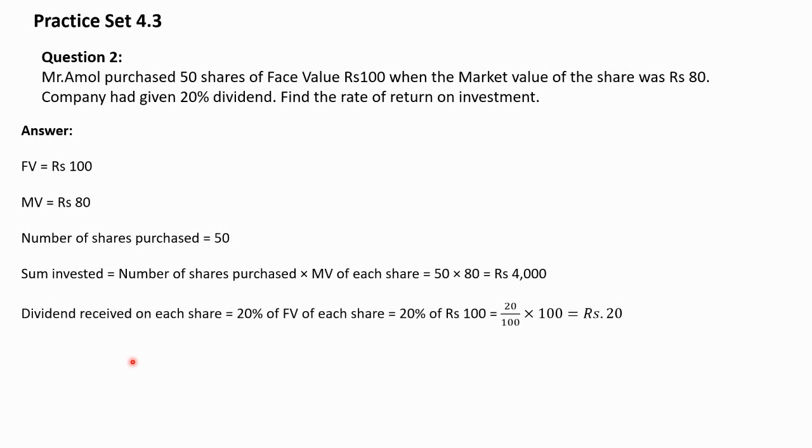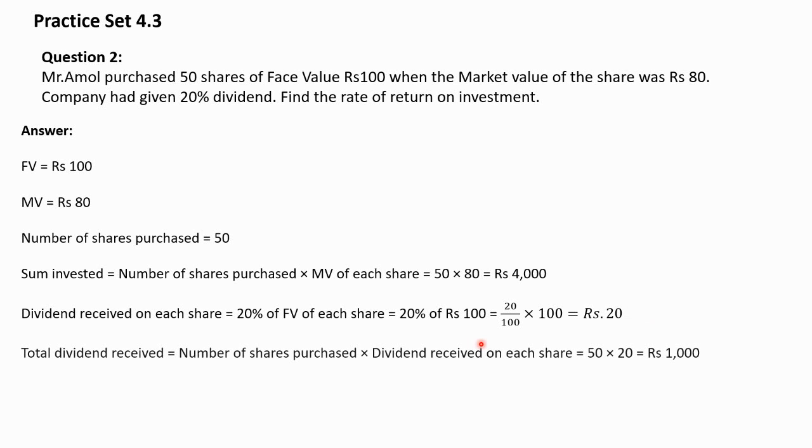So the dividend received on each share will be, as we know, one very important point: dividend is always calculated on the face value. So dividend on each share will be 20% of the face value of each share. Face value of each share was 100. So 20% of 100 will be 20 upon 100 into 100, which is rupees 20. So on each share, Mr. Amol got rupees 20. So on 50 shares, how much will he get? Total dividend received will be number of shares purchased into dividend received on each share. So 50 shares he had, and on each share he got 20 rupees. So 50 into 20 will be rupees 1,000. So the total dividend is rupees 1,000.